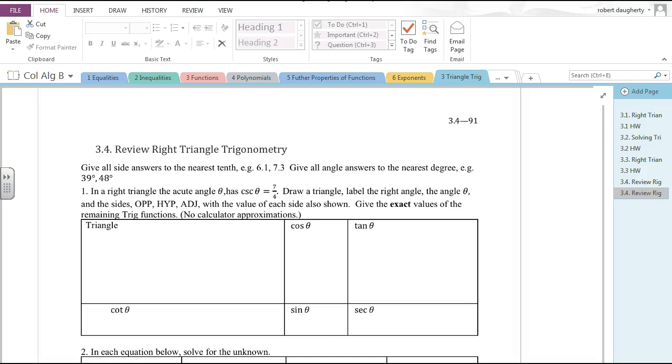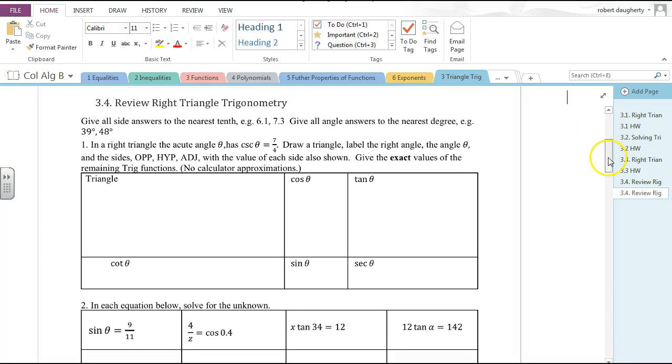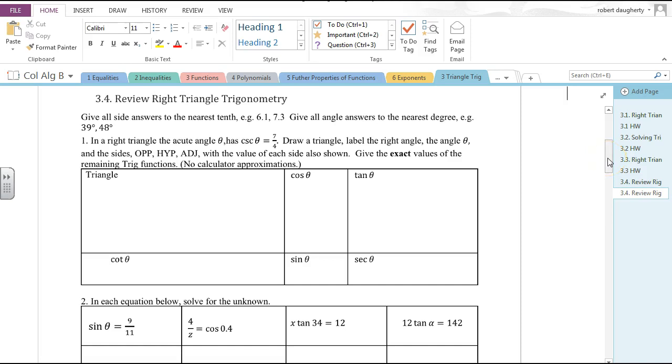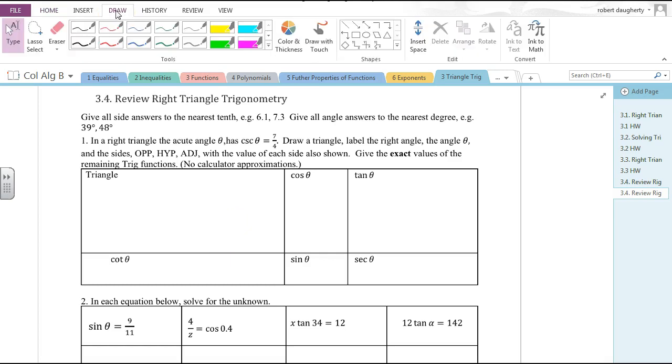This is our review 3.4 for our first unit on trig, right triangle trigonometry. In a right triangle, the acute angle theta has a cosecant of 7/4. So I want to draw a right triangle, which is a theme for almost every problem here. You want to draw a triangle and then figure out what you know.